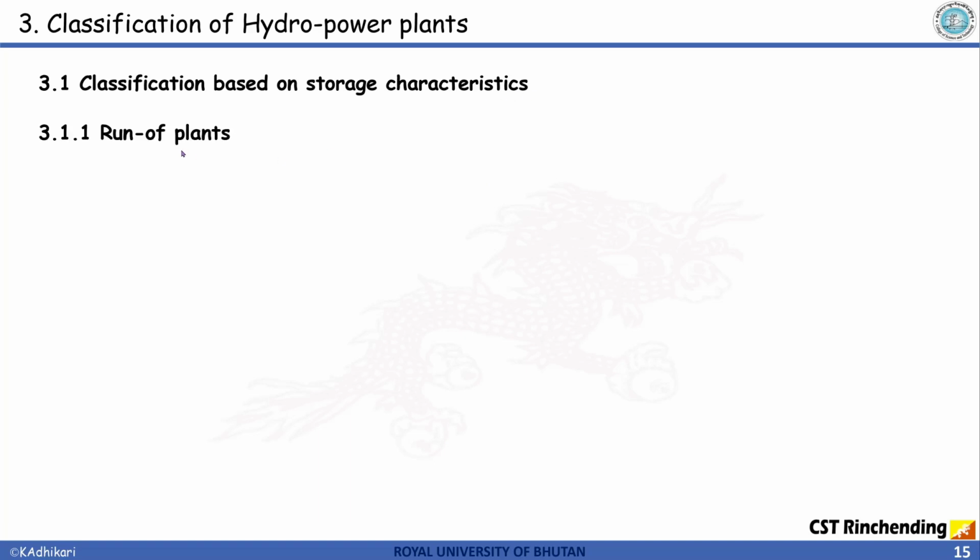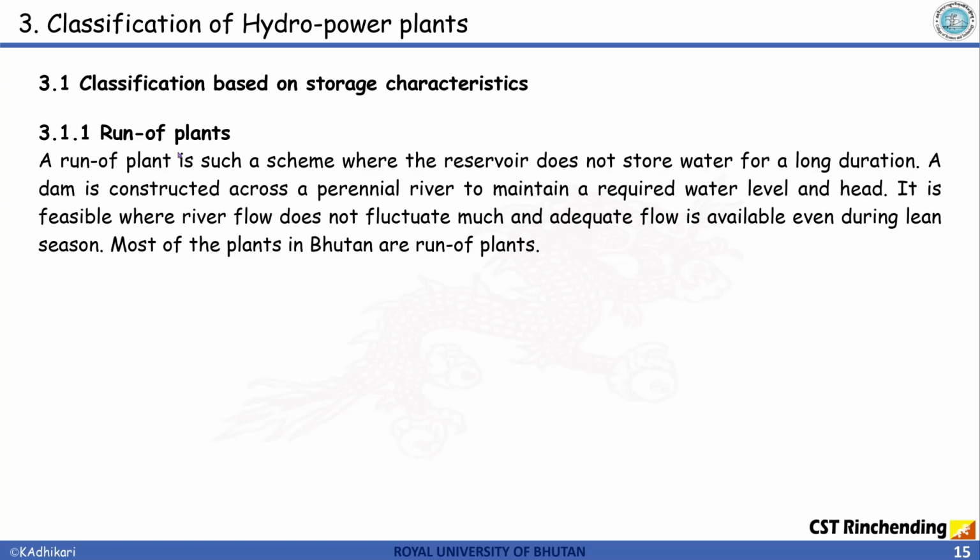The first one, as we have said, is the runoff plant. In the runoff plant, we construct the dam, but the reservoir that forms because of the construction of the dam is a small pond of water upstream of the dam. The characteristic of that dam is that it is not going to store the water for a very long duration. We are storing it only temporarily, to be able to take the water into the intake of the power plant.